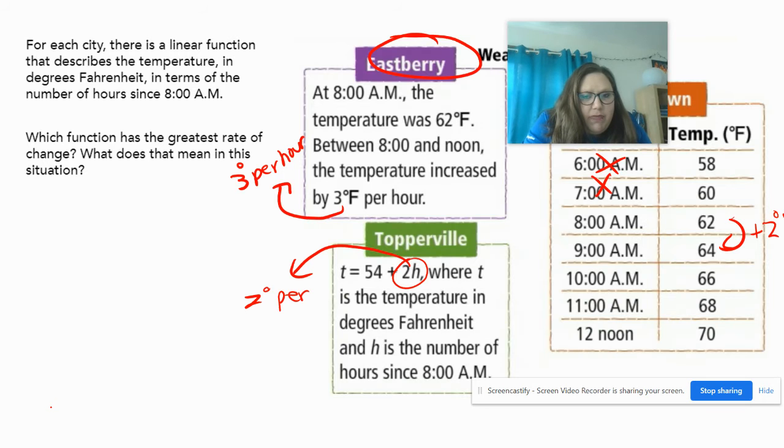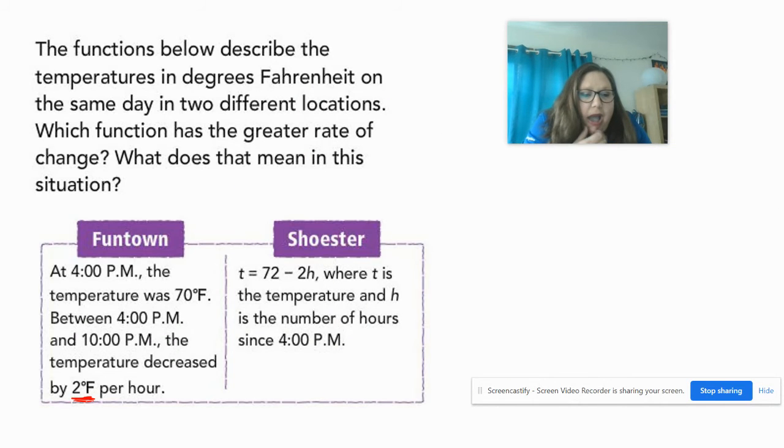Let me check something here. Yeah, those are all decreasing. Okay, 2 degrees per hour. So this would have a rate of change of -2 because it says decreasing 2 per hour. And if you look here, this does 2. This has starting at 72, and it's also decreasing 2 per hour.